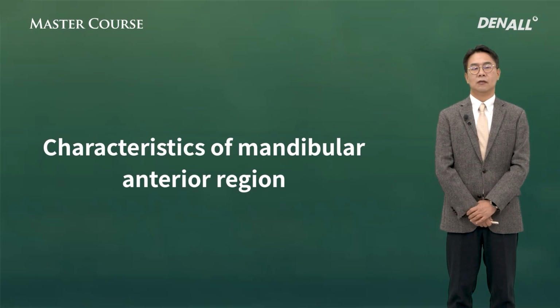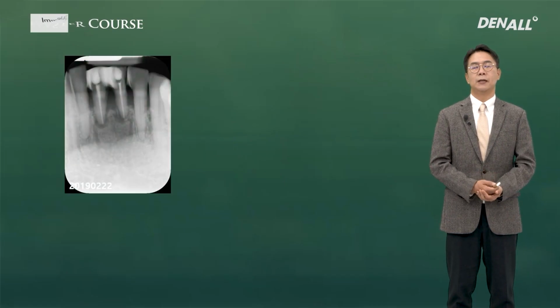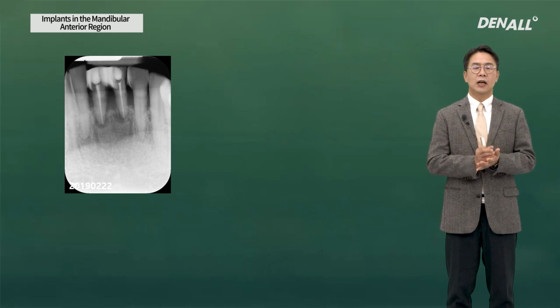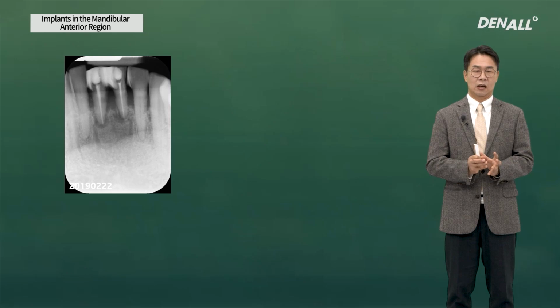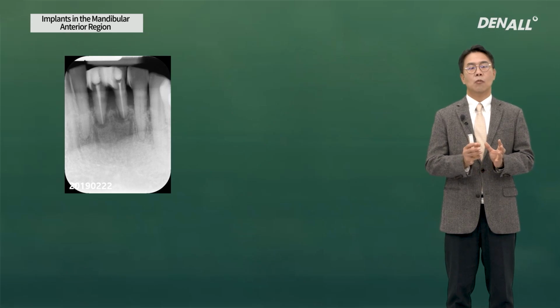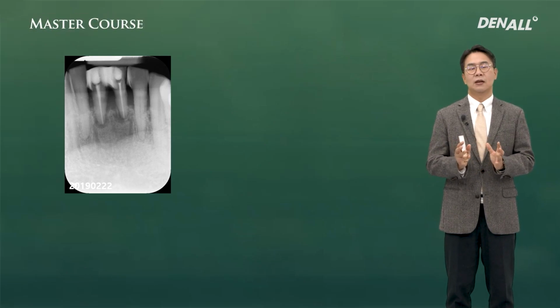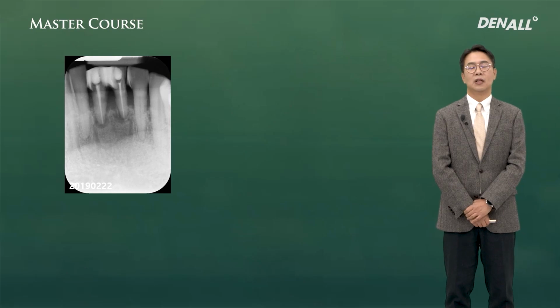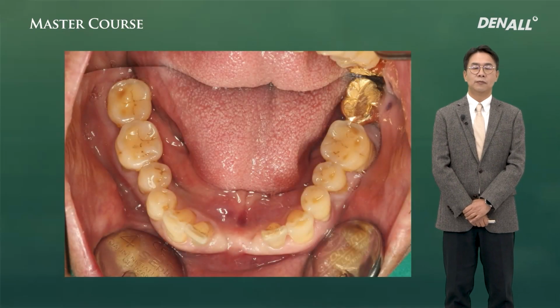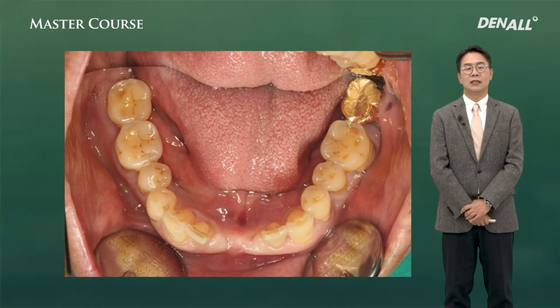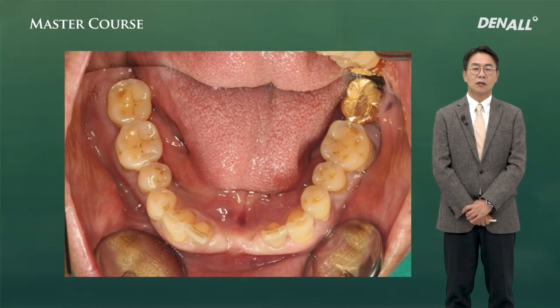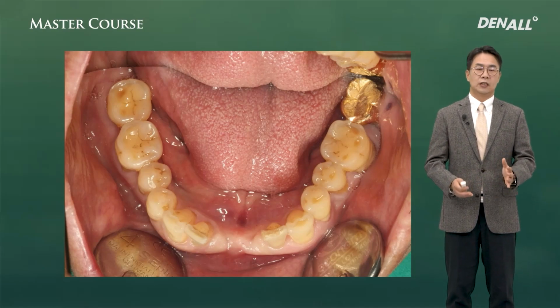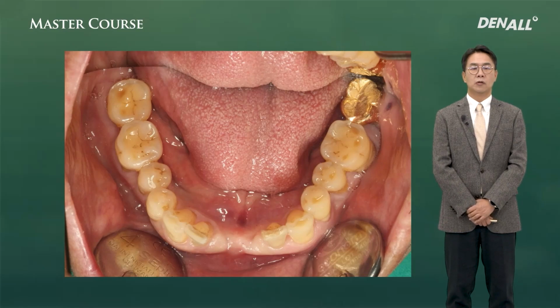In the mandibular anterior region, as you can see here, the roots of the teeth are very small and the form is very thin compared to other teeth. In this clinical photo, the teeth are extracted. The gingival thickness looks good, and I thought implants could be placed.